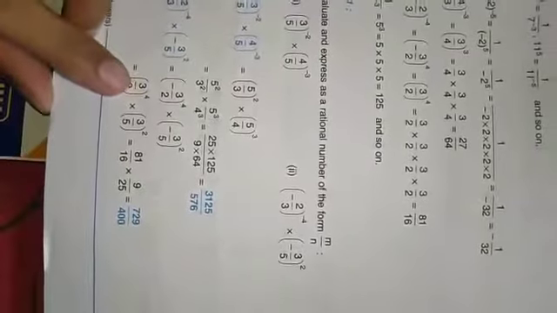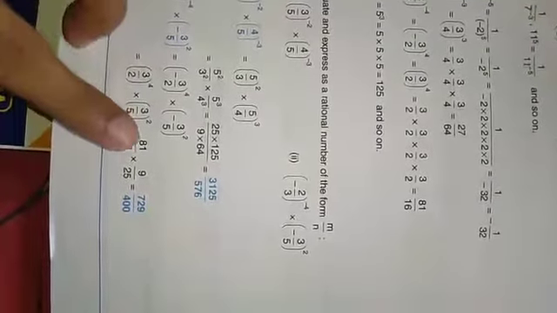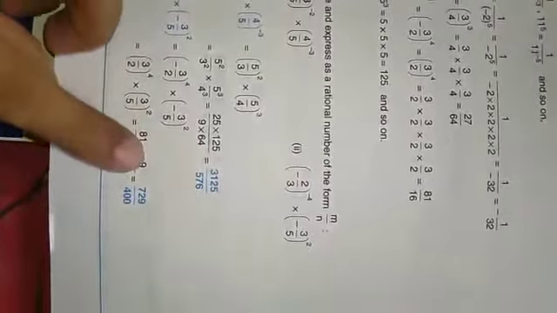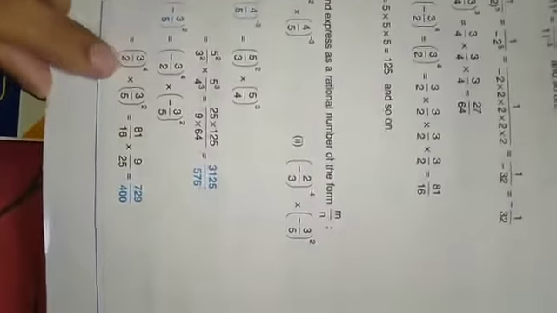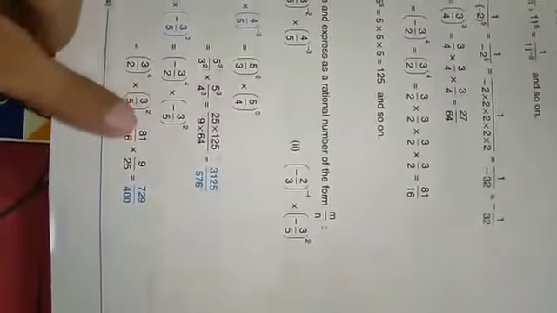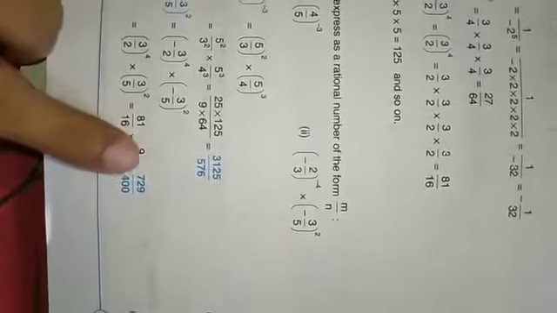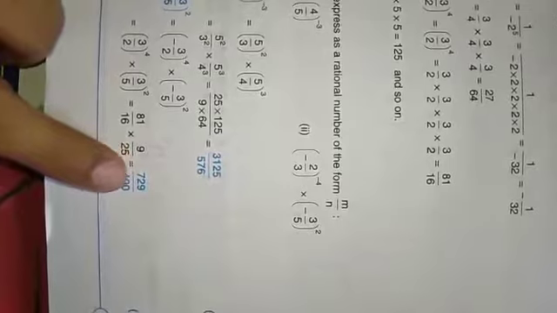So we know that 3 to the power 4 means 81 and 3 to the power 2 means 9. So 81 into 9 is 729 and 2 to the power 4 means 16 and 5 to the power 2 means 25. So 16 into 25 is 400. So the answer will be 729 by 400.